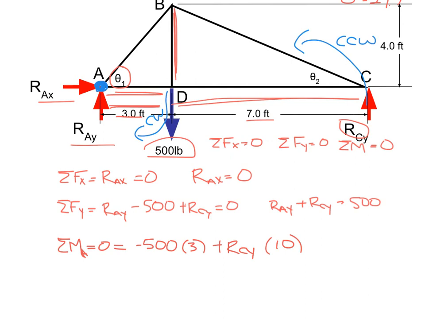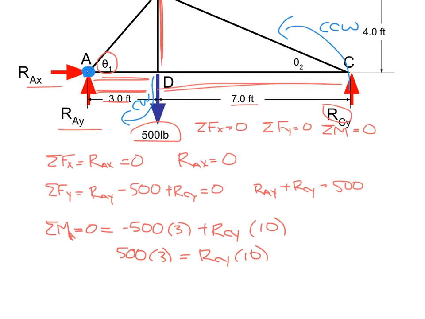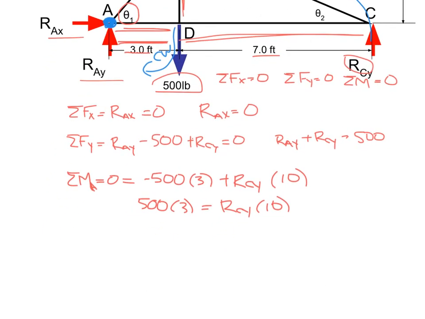And so I find that the sum of my moments about point A is equal to negative 500 times 3 plus RCY times 10. If it has to be equal to 0, I can rearrange this to say that 500 times 3 has to be equal to RCY times 10. I can simplify this by multiplying out my 500 times 3, which gives 1,500, and I have my 10 times RCY. I divide by 10, and I get that RCY has to be equal to 150 pounds.